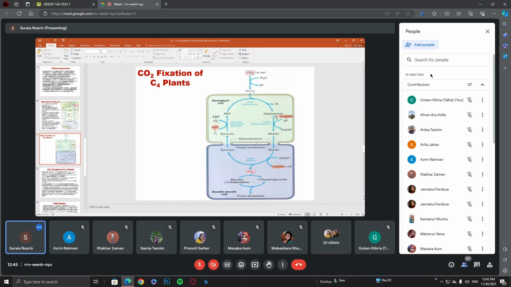Now the oxaloacetate is reduced to malate by the enzyme malate dehydrogenase. Or maybe oxaloacetate undergoes a transamination reaction to the amino acid aspartate. What did we learn in the urea cycle? Oxaloacetate undergoes a transamination reaction, and what we get is aspartate. Does anyone remember, ma'am? So that can happen. It depends on the requirement of the cell. Now, because we are focusing on the fixation of carbon dioxide, this malate will go to the bundle sheath cell through the plasmodesmata.